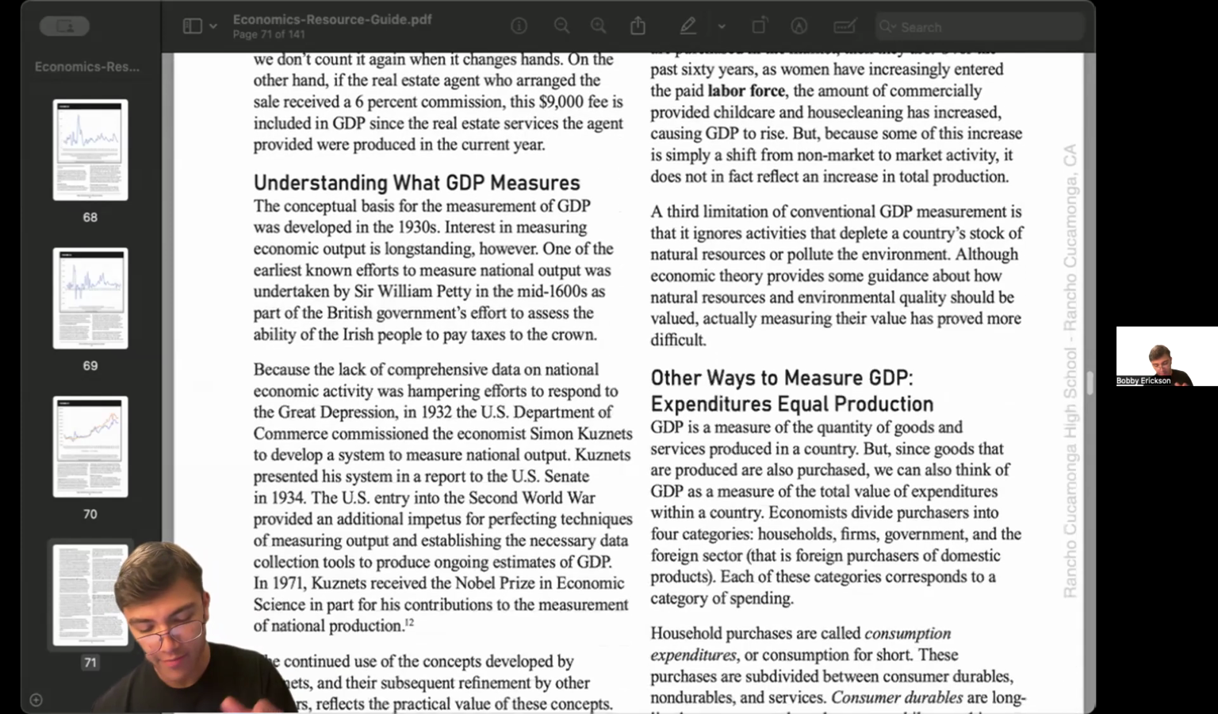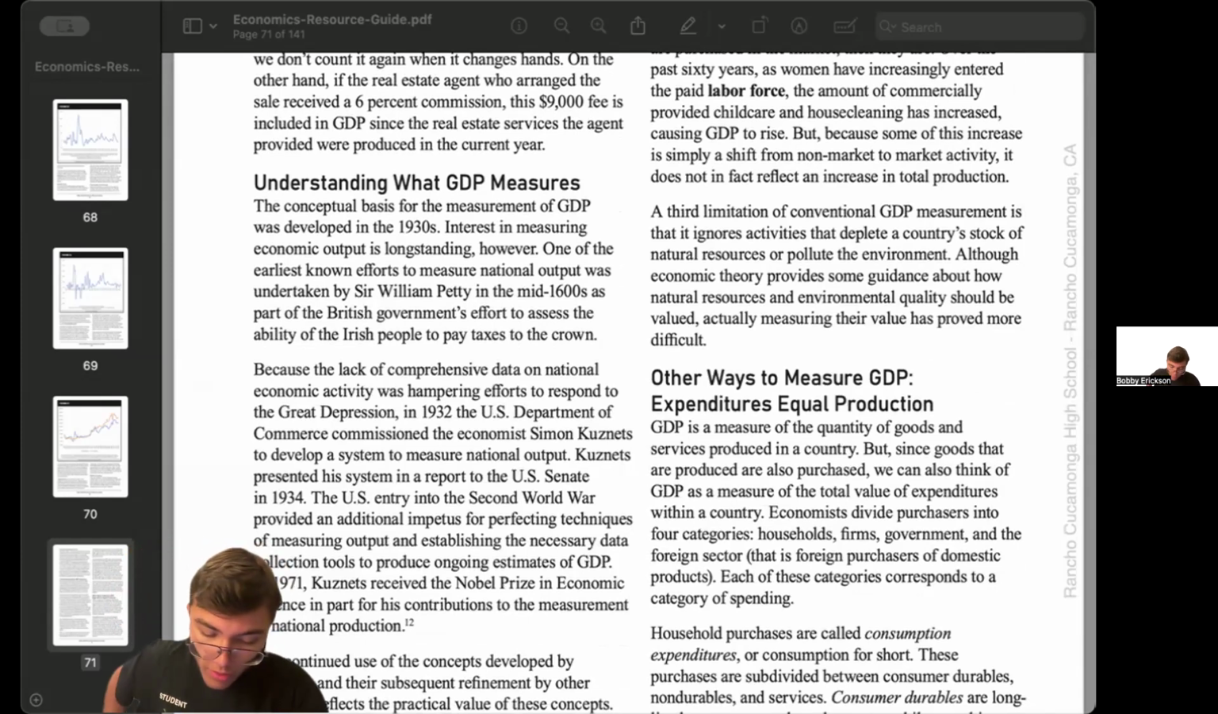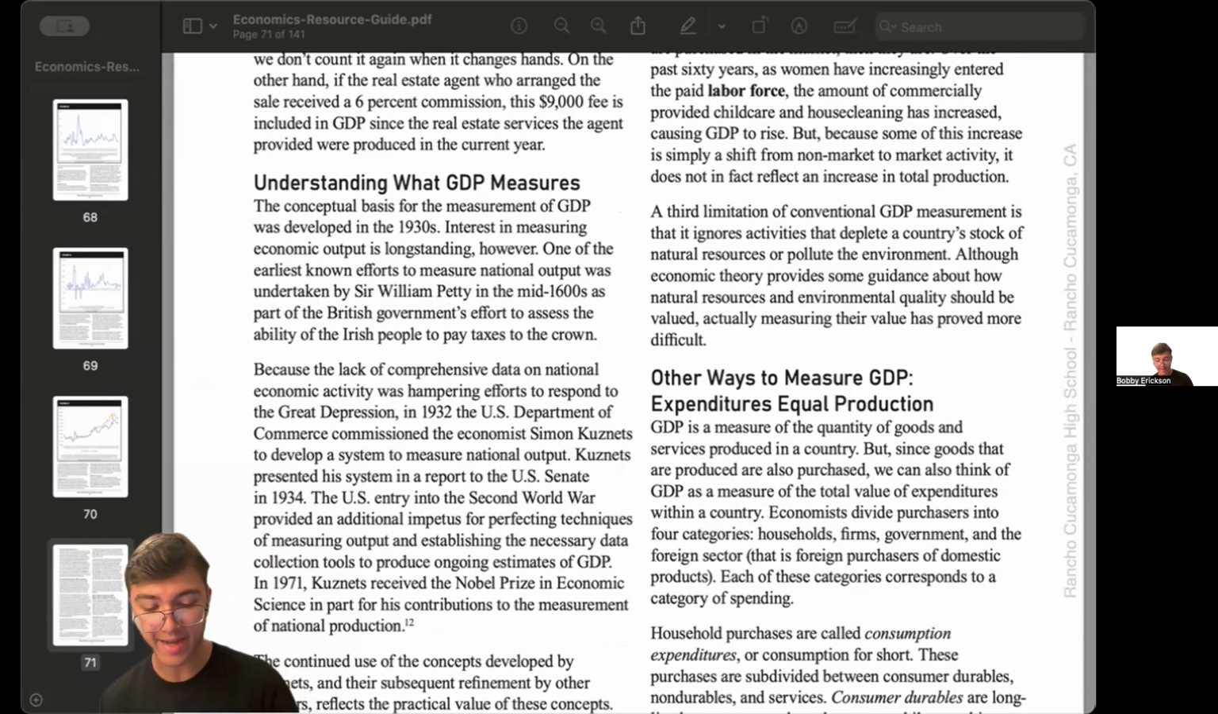So now that we have a good understanding of what GDP is, we need to understand what it actually measures. This was developed in the 1930s. However, the earliest known idea of measuring total output was by Sir William Petty in the mid 1600s. It was part of the British government's effort to assess the ability of the Irish people to pay taxes to the crown.